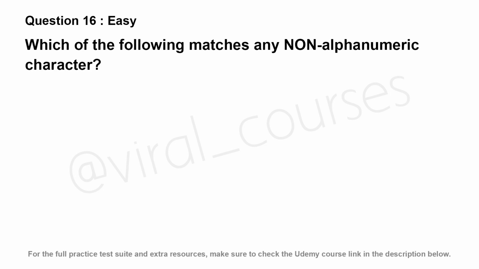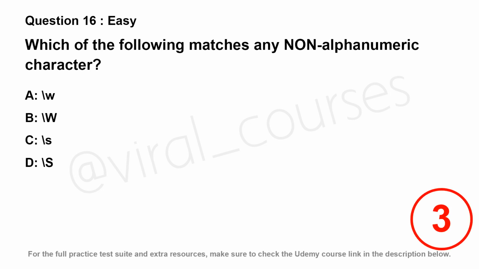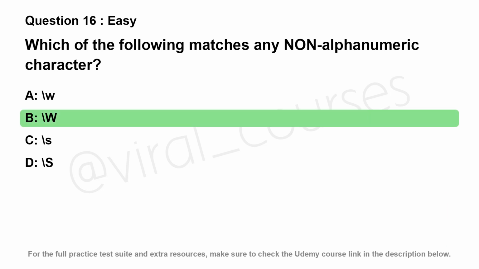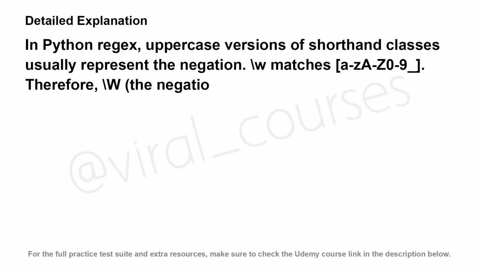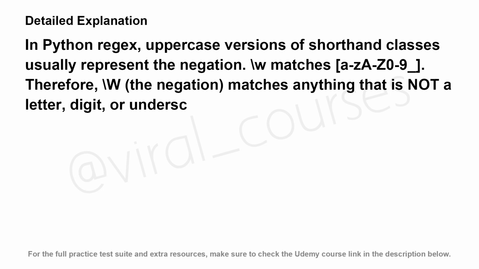Which of the following matches any non-alphanumeric character? Option A, \w. Option B, \W. Option C, \s. Option D, \S. The correct answer is B. In Python regex, uppercase versions of shorthand classes usually represent the negation. \w matches [a-zA-Z0-9_]. Therefore, \W, the negation, matches anything that is not a letter, digit, or underscore.